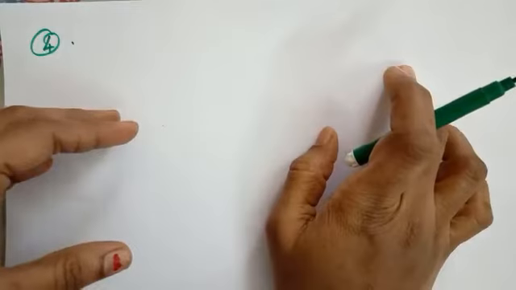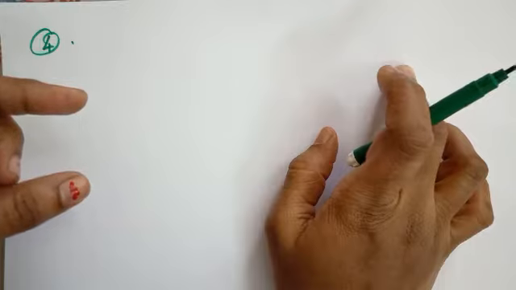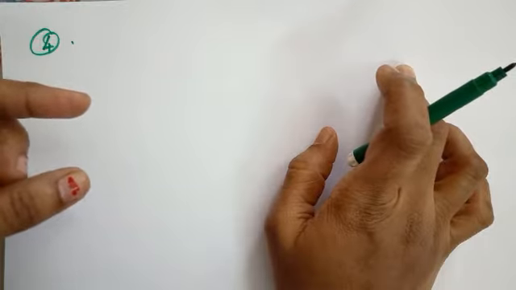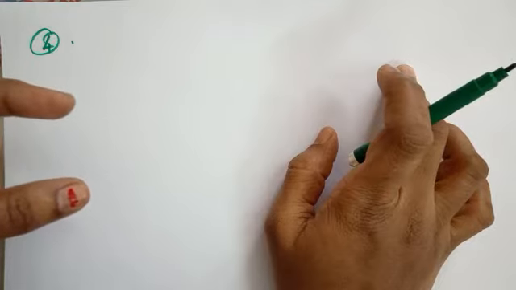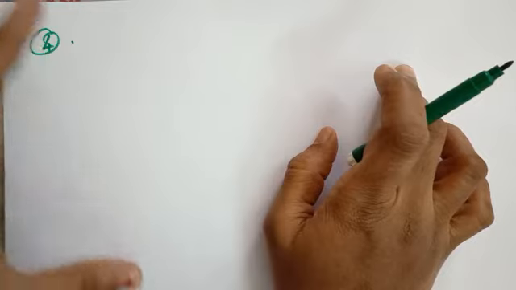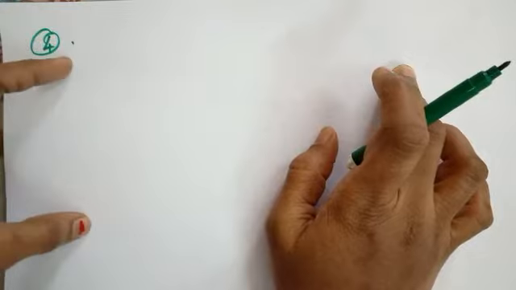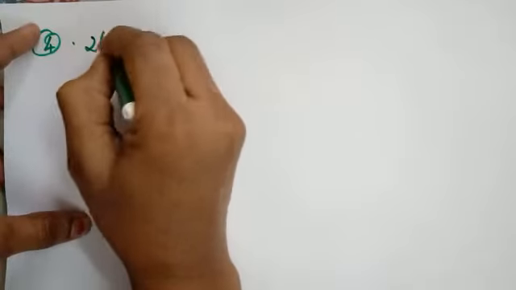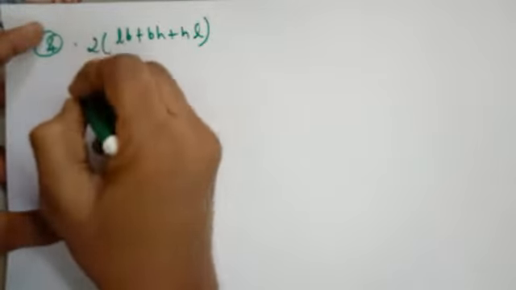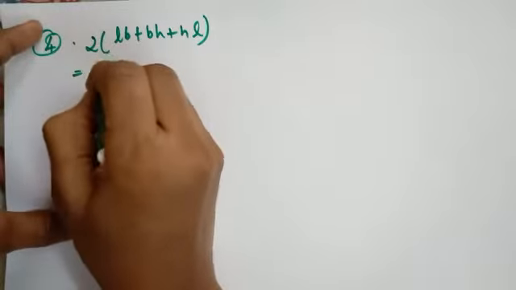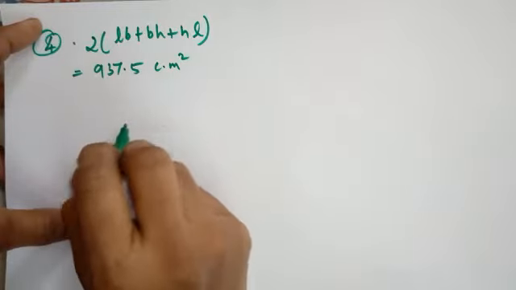Listen students, fourth question. The paint in a certain container is sufficient to paint an area equal to 9.375 meter square. How many bricks of dimensions 22.5 centimeter into 10 centimeter into 7.5 centimeter can be painted out of this container? Students, listen, for this you have to find the total surface area of a brick. You put the formula 2 of (LB plus BH plus HL), and then you can get the total surface area of a brick. What is that? 937.5 centimeter square. So the number of bricks that can be painted out.